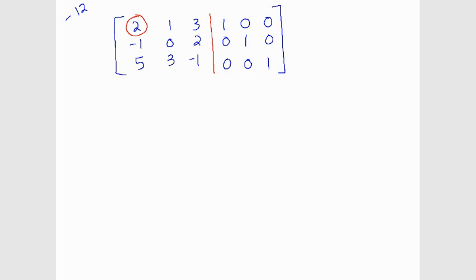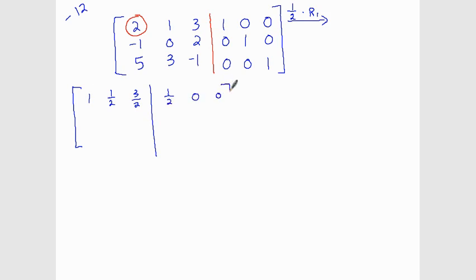So how I write this out is I draw a little arrow. I'm going to write 1/2 times row 1. Okay, and I'll start my new matrix down here. So 2 times 1/2 is 1, 1/2 times 1/2 is 1/2, and then 3 times 1/2 is 3/2. And then I have to do it to my identity matrix, so I get 1/2, and then anything times 0 is 0. Okay, great. Let's go ahead and copy the other 2 rows because I didn't do anything to those. -1, 0, 2, 0, 1, 0, 5, 3, -1, 0, 0, 1.